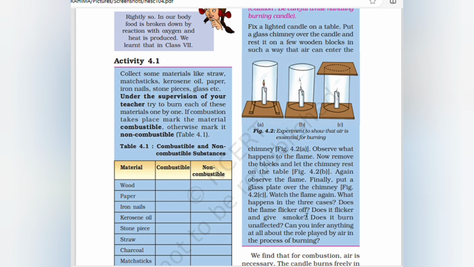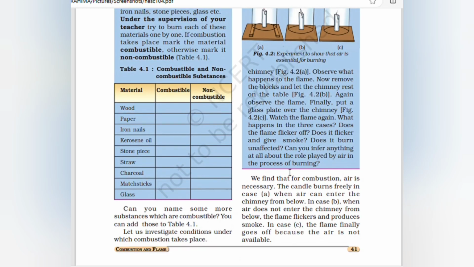Does the flame flicker off? Does it flicker and give smoke? Does it burn unaffected? Can you infer anything about the role played by air in the process of burning?